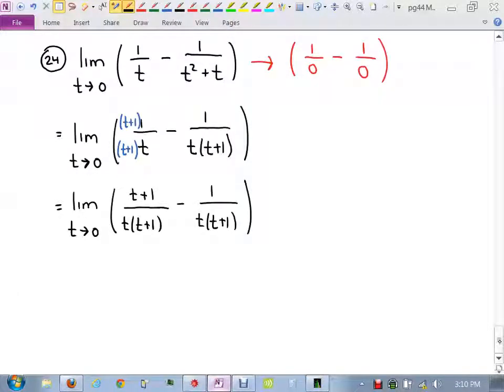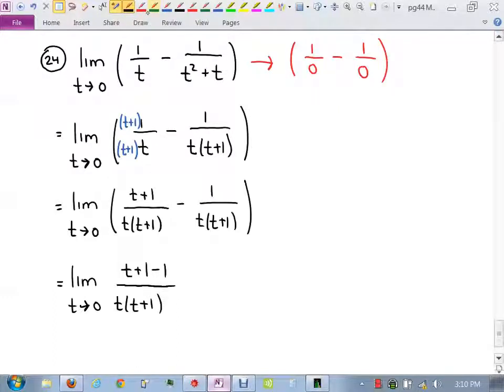Now, don't go canceling those t plus 1s, all right? Because you just put it in there, so don't go canceling. You'll be right back where you started. But they have the same denominator, don't they? So since they have the same denominator, you can combine them by subtracting the numerators. So it'll become t plus 1 minus 1 over t times t plus 1.